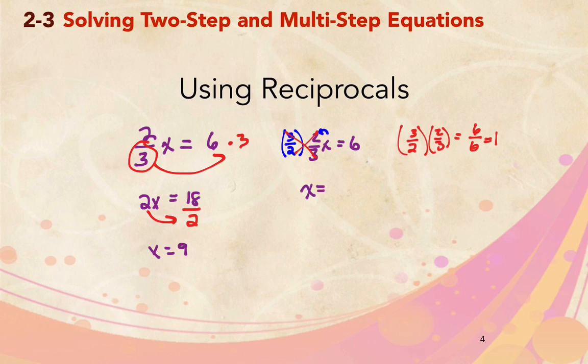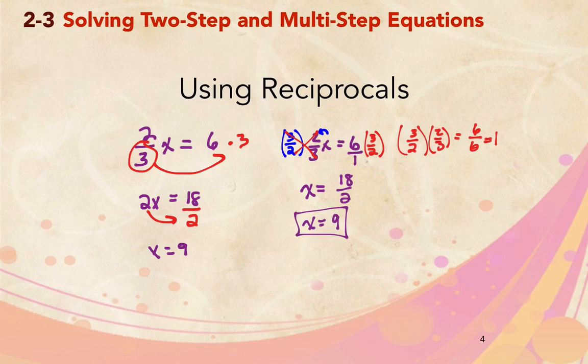But I have to do that same thing to the right over here, so I'll be multiplying this side by 3 over 2. So I'd have 6 times 3, which is 18, and then remember there's a 1 underneath here. 1 times 2 is 2, and I'd still come up with 9.